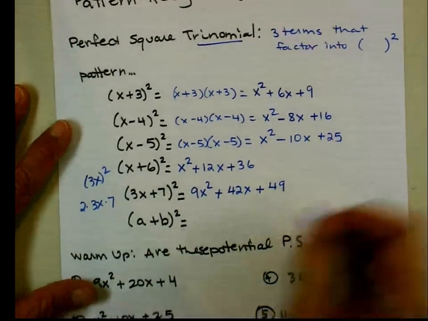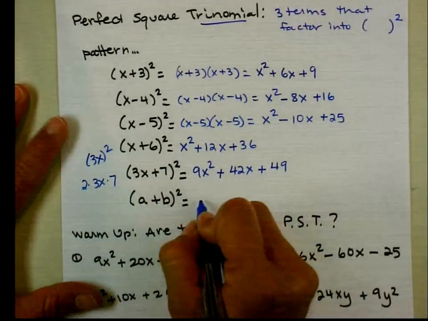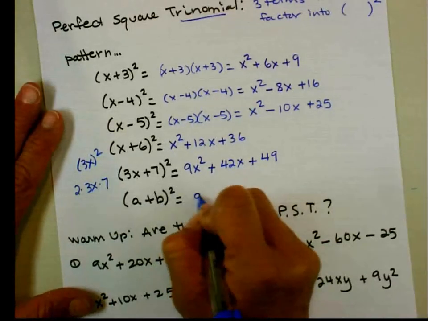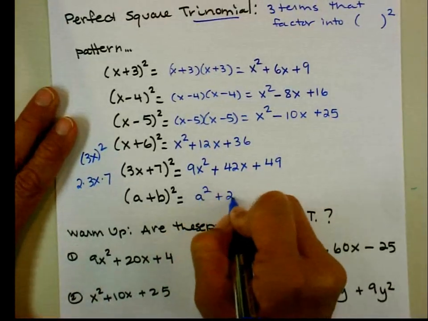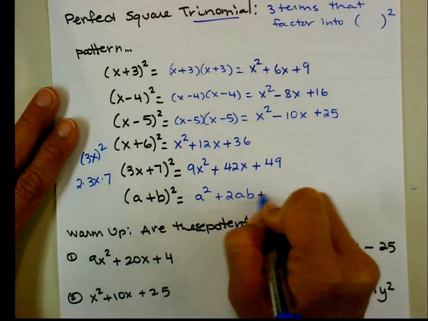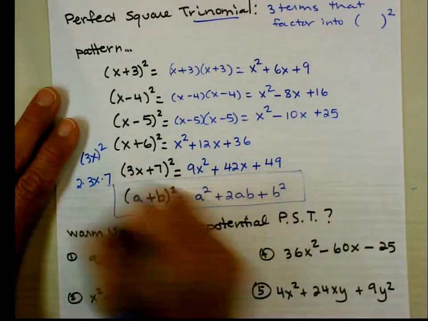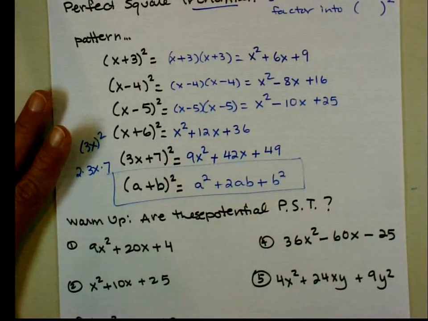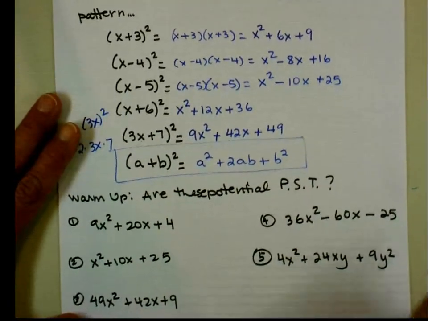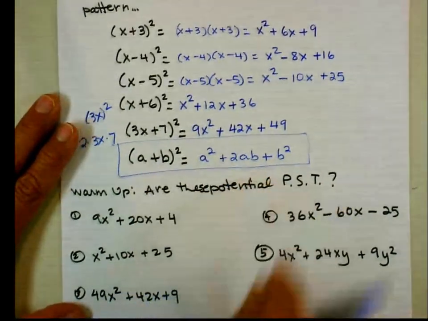Okay. If it's (a + b) squared, this is a big pattern. I'm going to put a big box around it. a squared plus 2 times a times b plus b squared. Okay. Your life will be much easier later if you know that pattern, the squaring a binomial pattern.